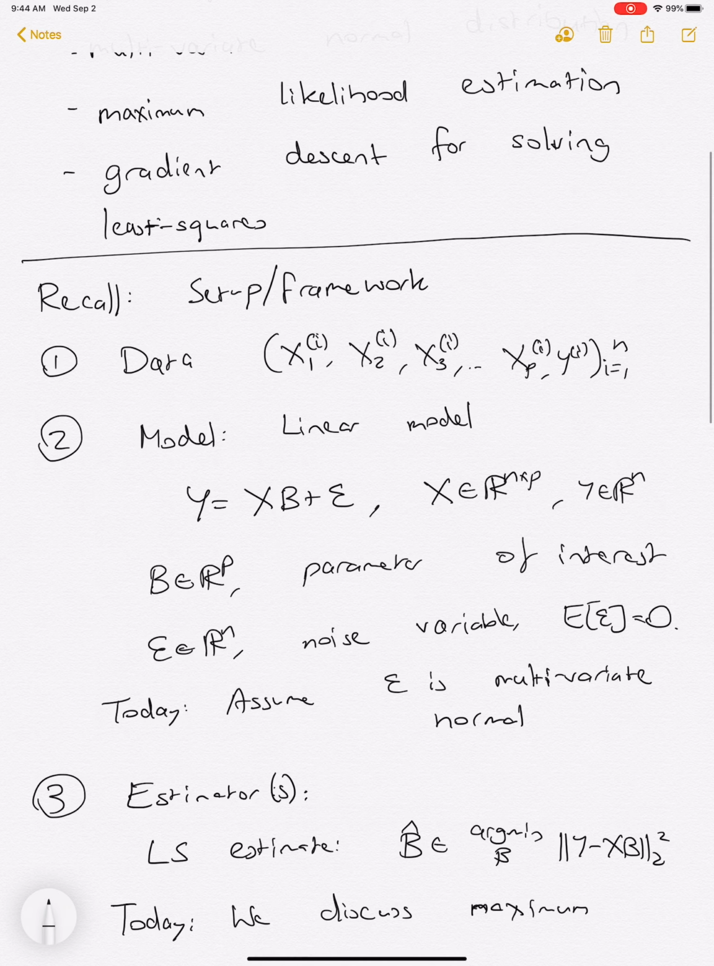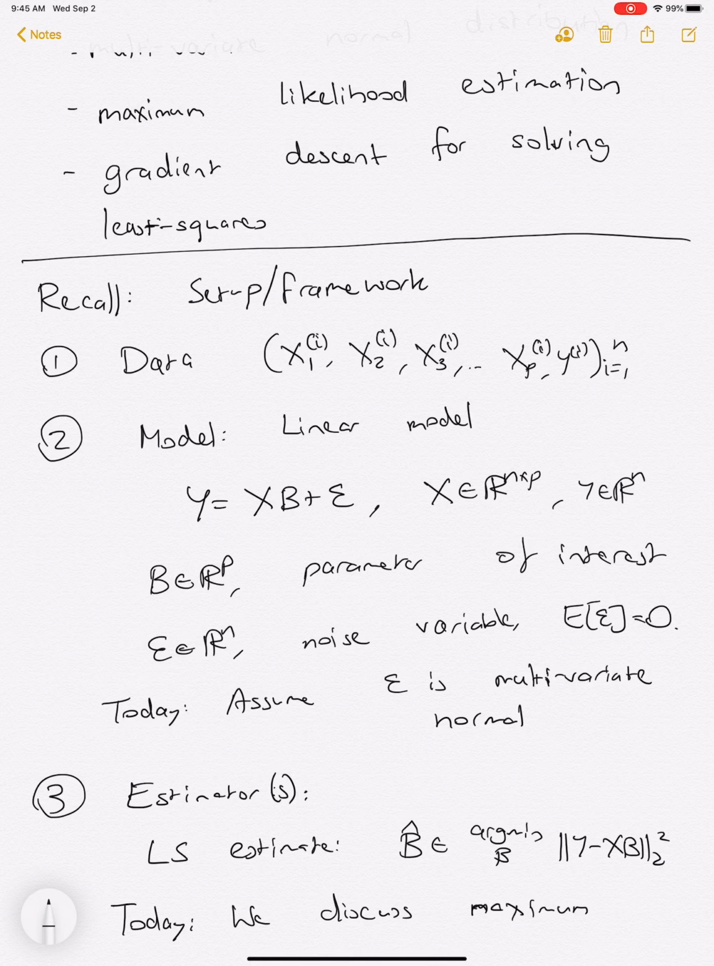Recall our general setup and framework, which is really a core part of the course. We have some data, typically multivariate data, so p variables and one response because we're in the supervised setting. The statistical model is the linear model, y equals xb plus epsilon, using convenient matrix notation. X is an n by p matrix, y is an n-dimensional vector, b is a p-dimensional vector that's the parameter of interest that we're trying to figure out from our data, and epsilon is our noise variable, so E of epsilon is 0.